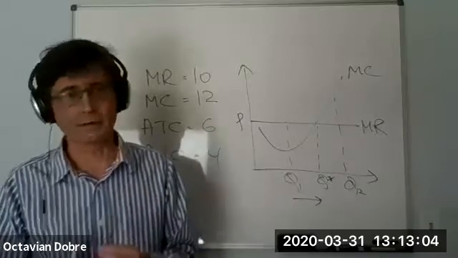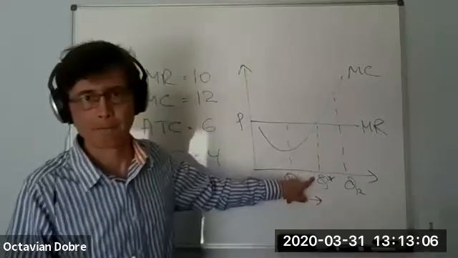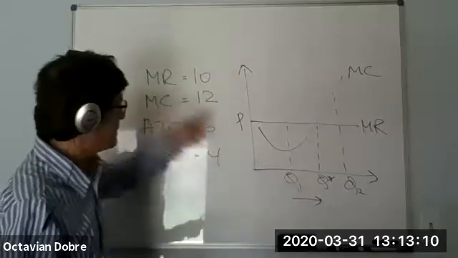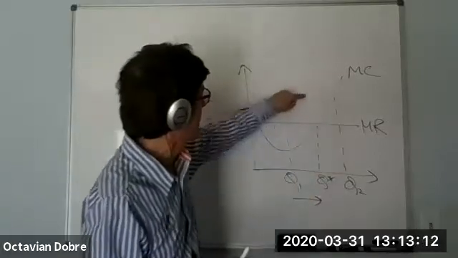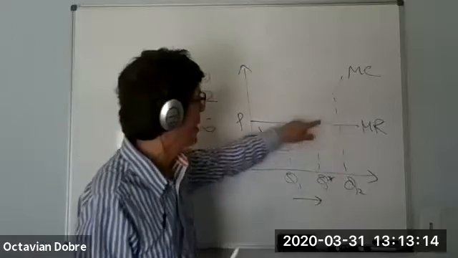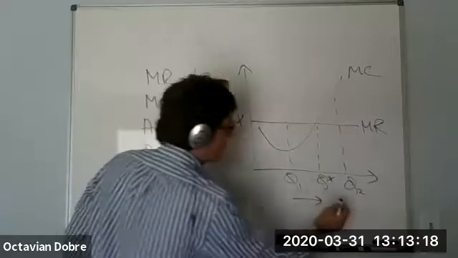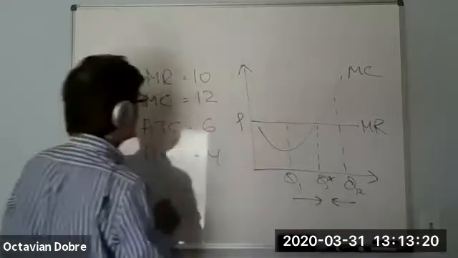No. Why not? Because we're not at Q star. We are not at MC equal MR. We are with MC greater than MR. So therefore, what we want to do is decrease the output.